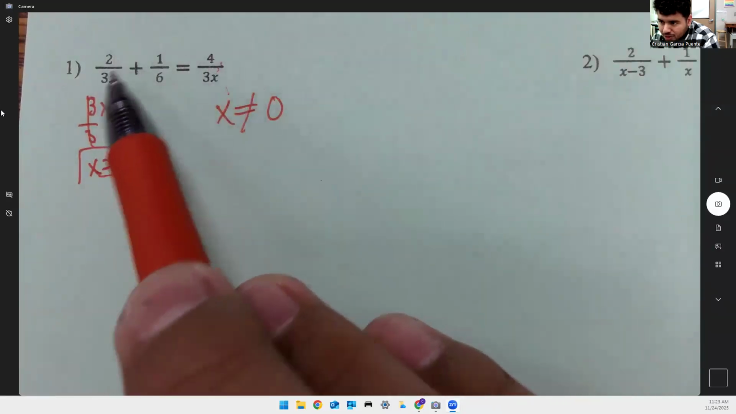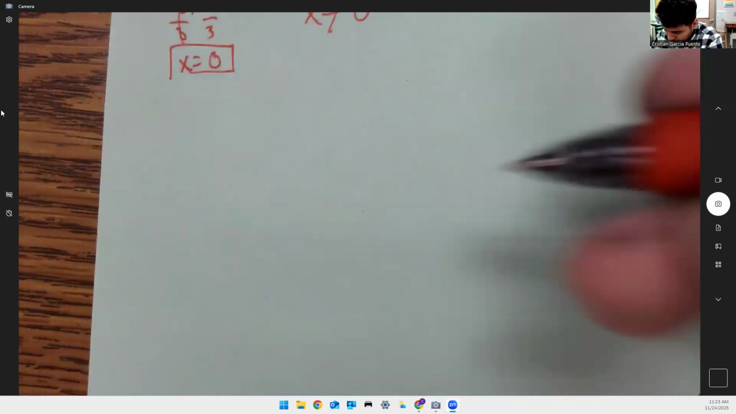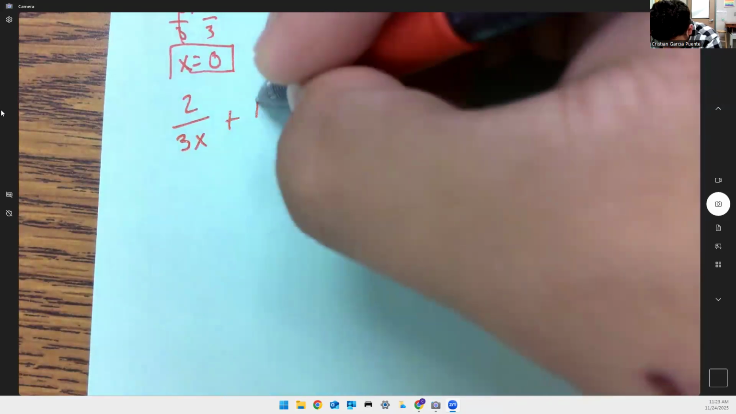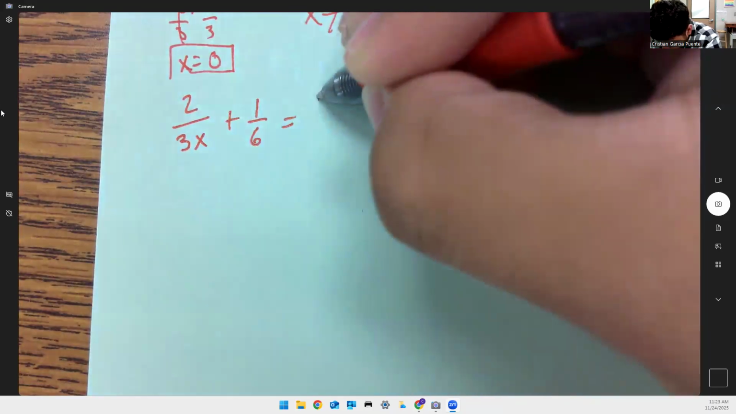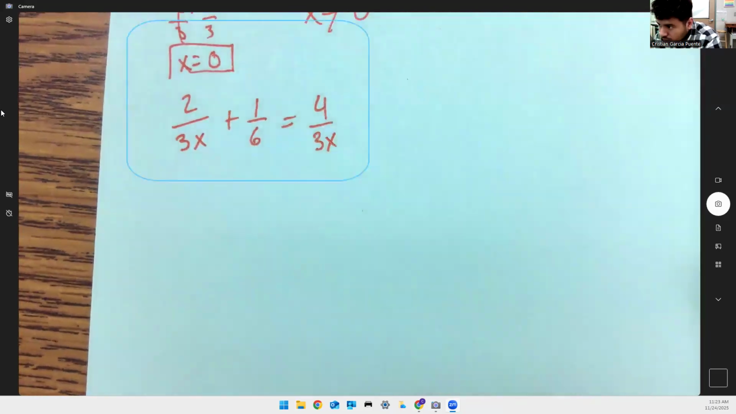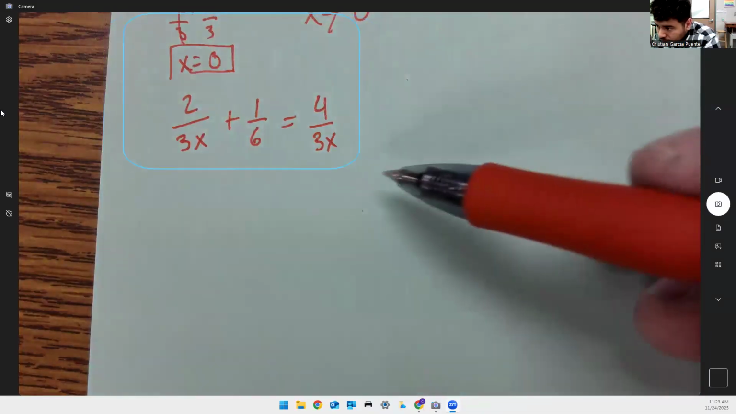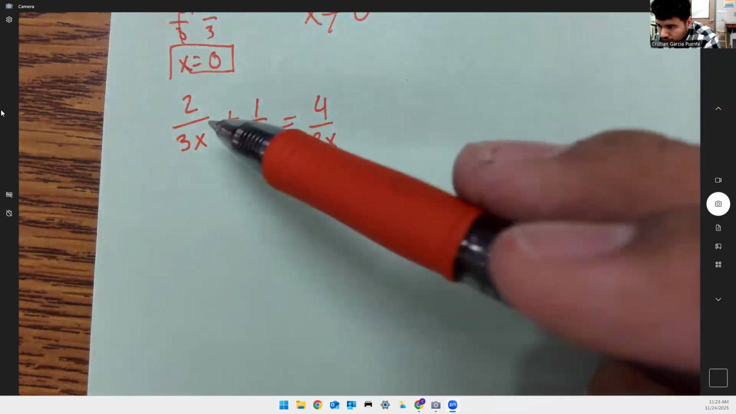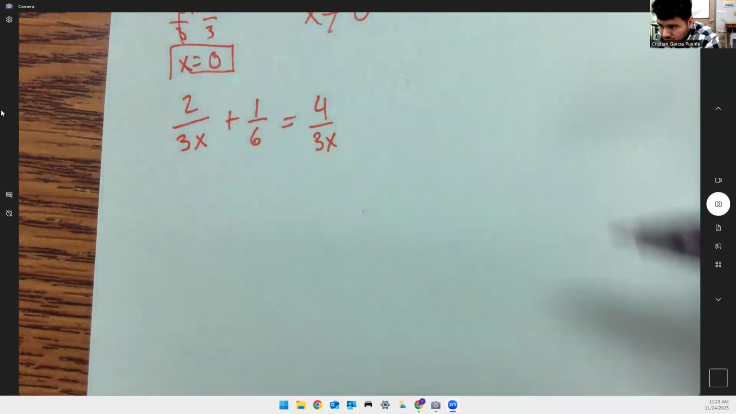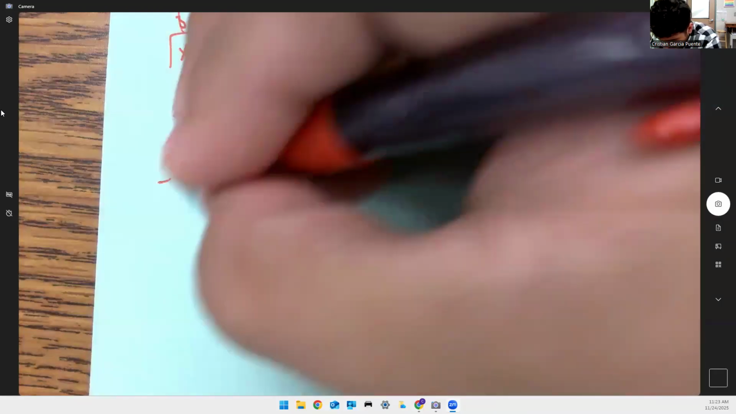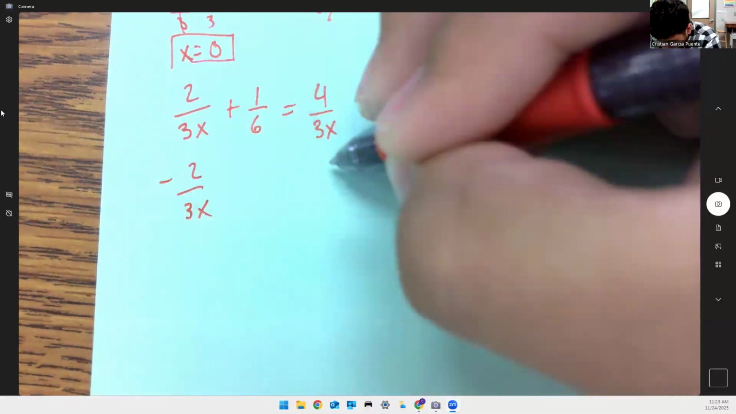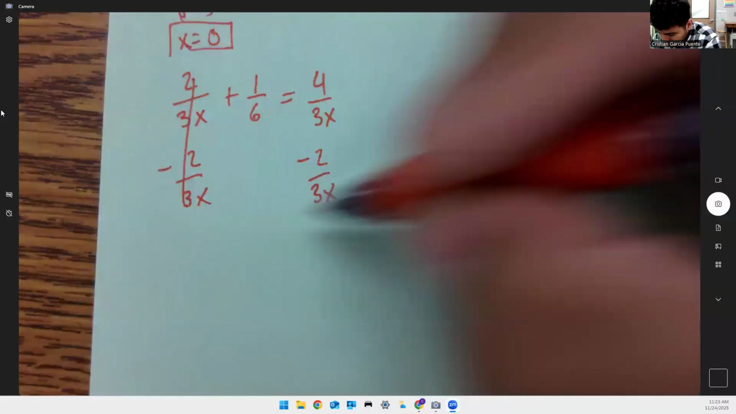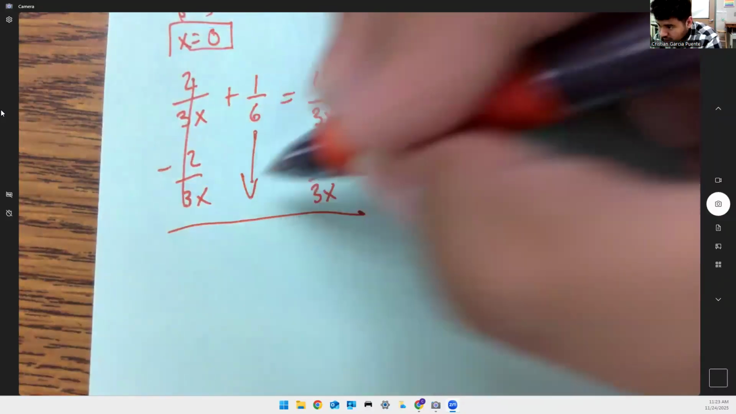So right here, you have a positive 2 over 3x. So let me just rewrite the same problem that we had. So you have 2 over 3x plus 1 over 6 is equal to 4 over 3x. So you have two denominators that have a 3x. Let's move everything to that same side. So how do you get rid of this positive 2 over 3x? You subtract it. So 2 over 3x minus 2 over 3x. So these here are going to cancel, and that 1 over 6 is going to come down.